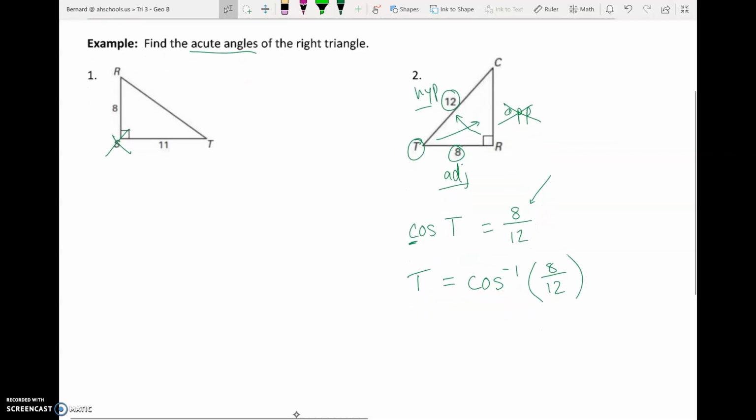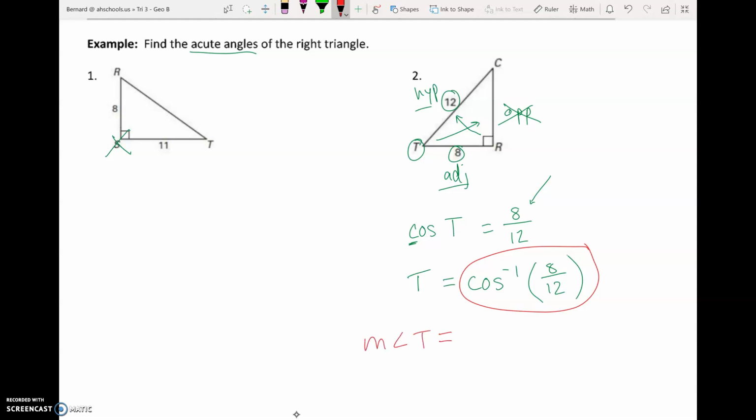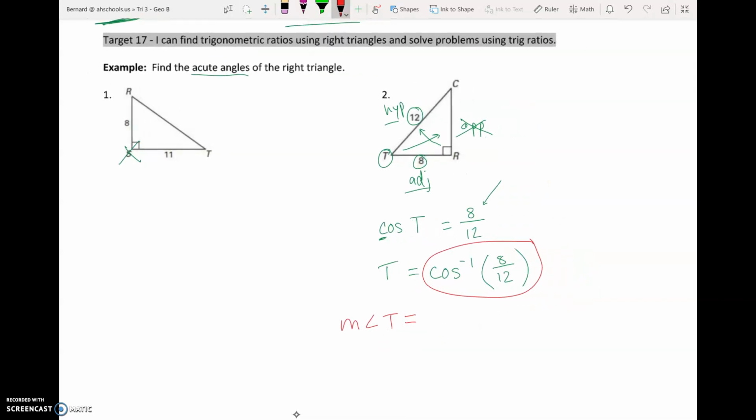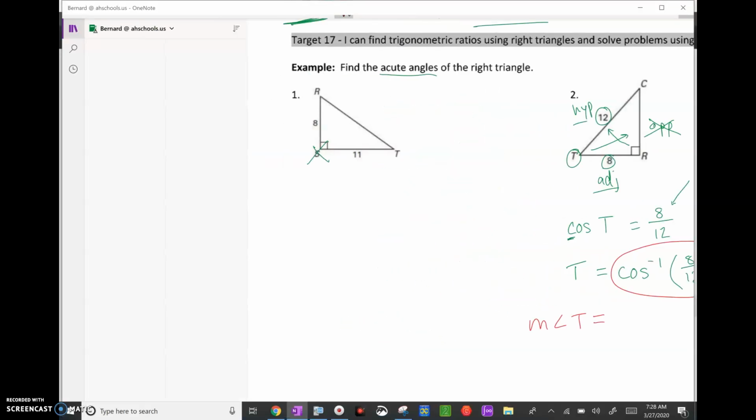And so if we go to our calculator, and I'll change color now, and type this in, that'll tell us what the measure of angle T is, which is exactly what we want. So let's go to the calculator, and we need cosine -1 of 8 divided by 12.